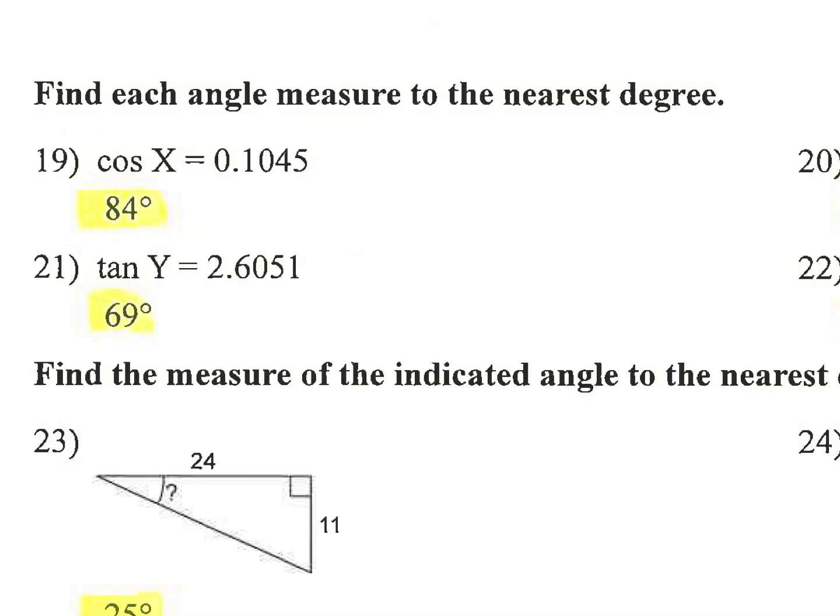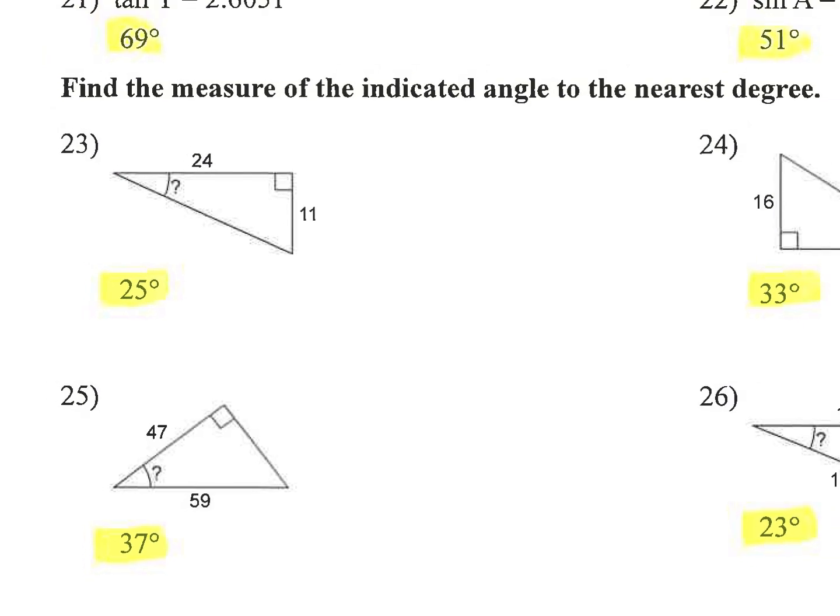19, find each angle measure to the nearest degree. So if we're looking for the angle measure, we still use trigonometry, SOHCAHTOA, but these are really nice because they already told me which one to use, which trig function. They said cosine of x. So I'm literally just going to say cosine inverse 0.1045 is equal to x. And you're going to plug that in your calculator, inverse cosine or cosine inverse 0.1045. And when you do it, you should get 84 degrees.